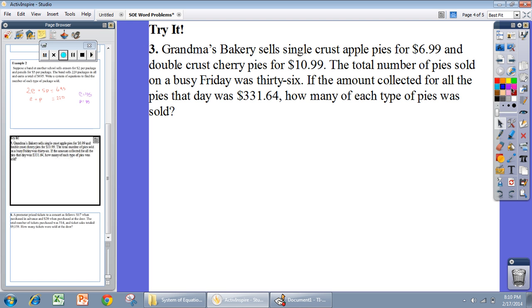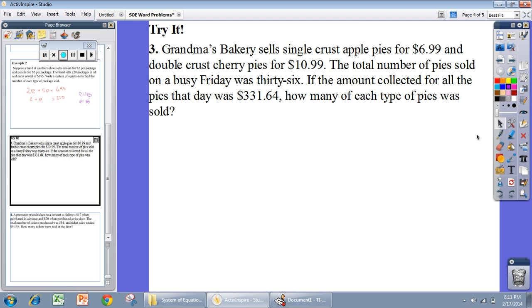Alright, so it says Grandma's Bakery is selling single crust apple pies for $6.99 and double crust cherry pies for $10.99. The total number of pies sold on a busy Friday was 36, and they made $331.64. How many of each type of pie was sold?